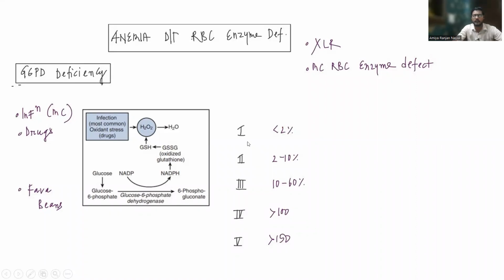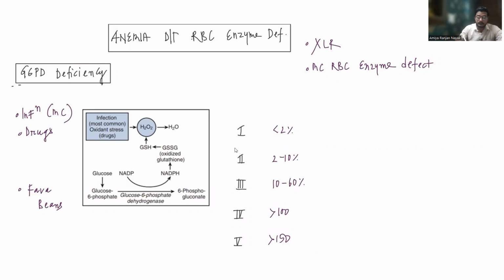Hello everyone. In this video, I'm going to discuss some anemias that occur due to RBC enzyme deficiencies. So first we'll start with G6PD deficiency. Remember, this is the most common RBC enzyme defect that will cause hemolytic anemia.